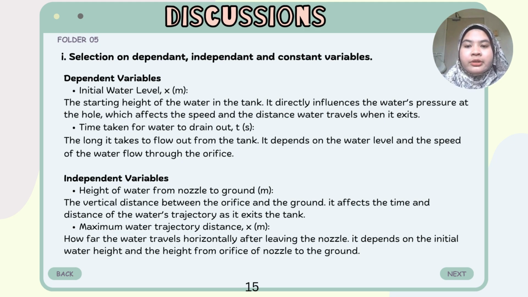For the independent variable, the first one is the height from the nozzle to the ground, which is the vertical distance between the orifice and the ground. It affects the time and the distance of the water trajectory as it exits the tank. The second one is the maximum water trajectory distance, how far the water travels horizontally after leaving the nozzle. It depends on the initial water height and the height from the orifice of the nozzle to the ground.